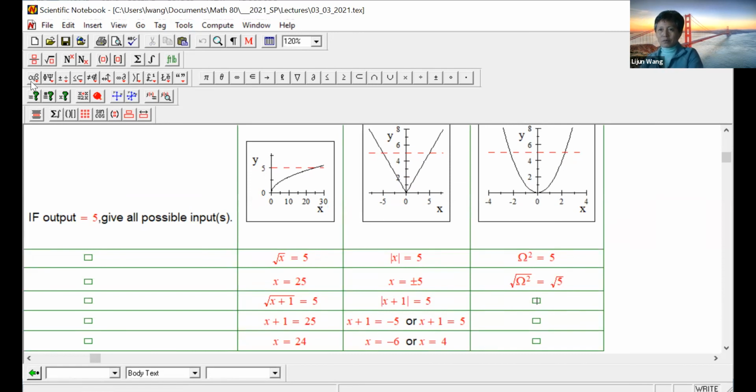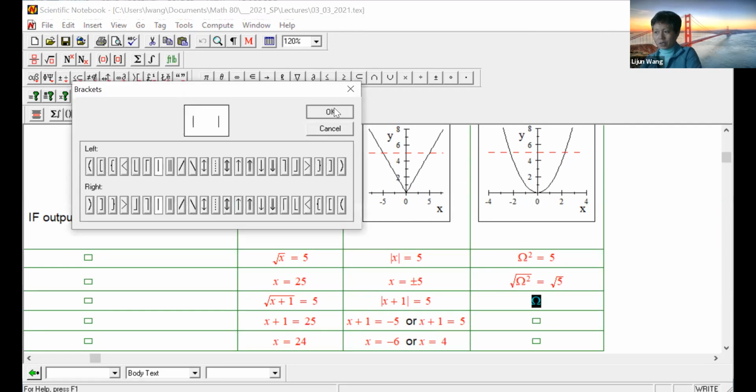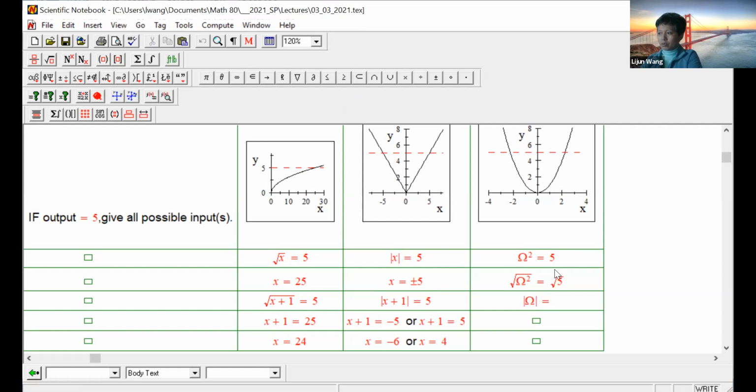And this will be the absolute value of omega, or bologna. That will be equal to the square root of 5. Right? And then for this absolute value equation, if the absolute value of this bologna is the square root of 5, what would that bologna be? Positive or negative square root of 5.